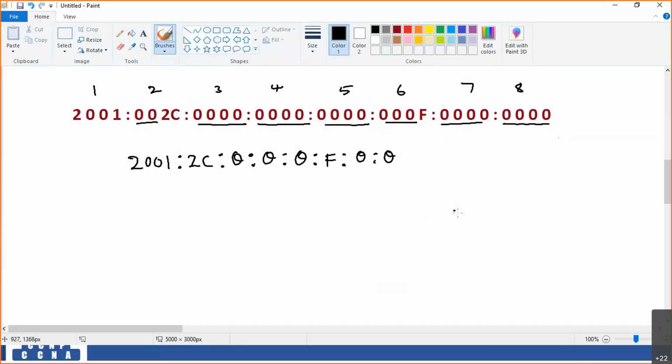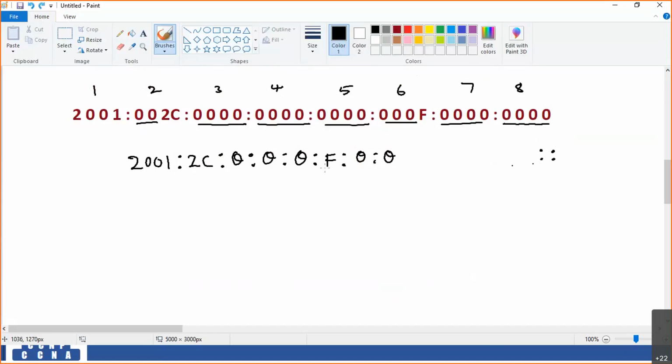So what does rule number 3 mean? Multiple fields of zeros. It can be 3 fields, or 2 fields, or 4 fields, or 5 fields. Multiple fields of zeros are represented with a double colon. So a double colon indicates multiple fields of zeros.